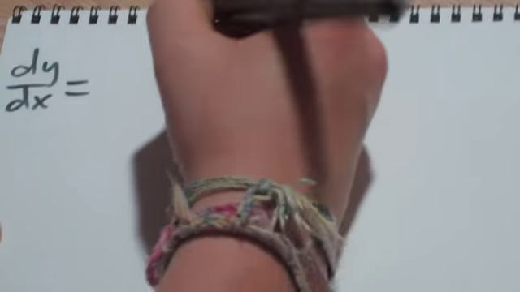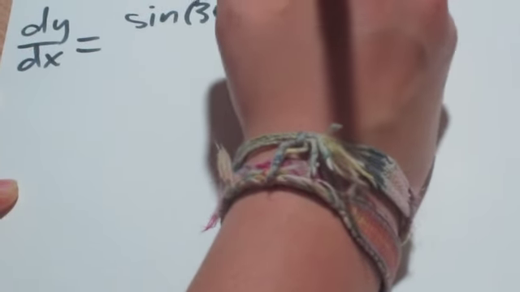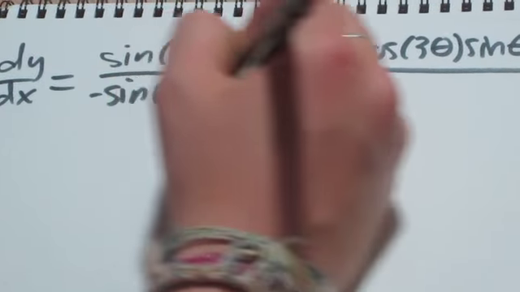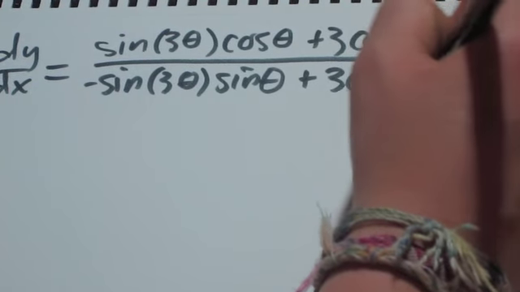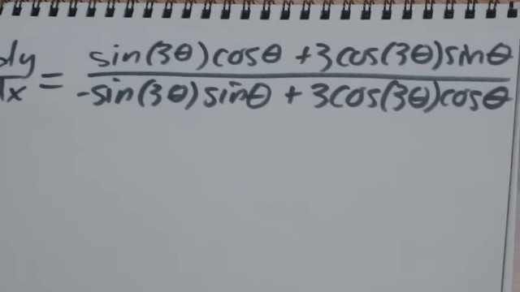dy over dx equals sine 3 theta cosine theta plus 3 cosine 3 theta sine theta, all over negative sine 3 theta sine theta plus 3 cosine 3 theta cosine theta. Okay, and now we can just plug in pi over 6 equals theta.